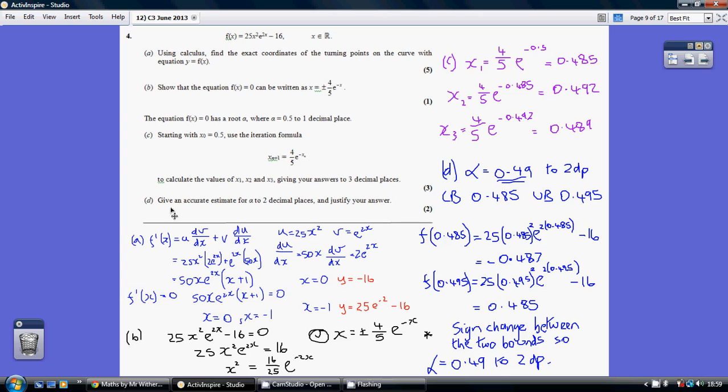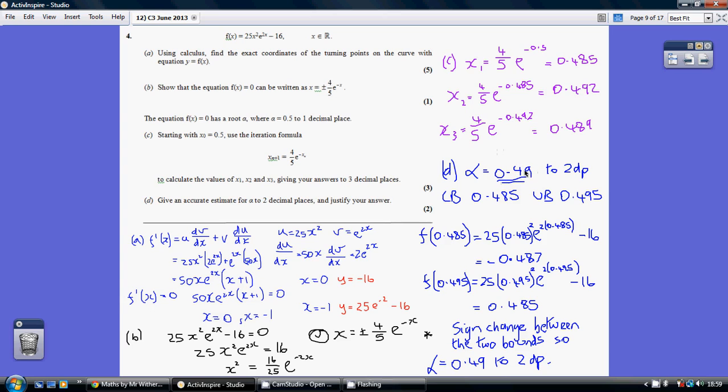Now for part D, we're being asked to give an accurate estimate to 2 decimal places for alpha. Well, we've just got it closer and closer to the true value using the iteration formula, so 0.489 is very close, so to 2 decimal places 0.49.